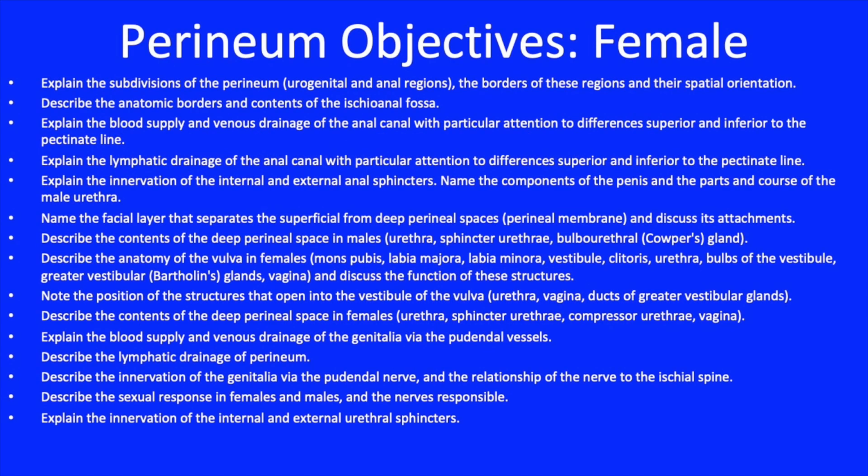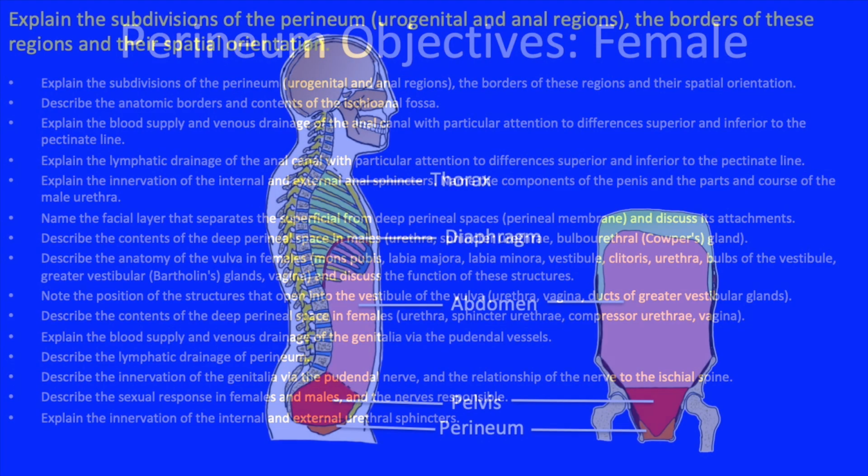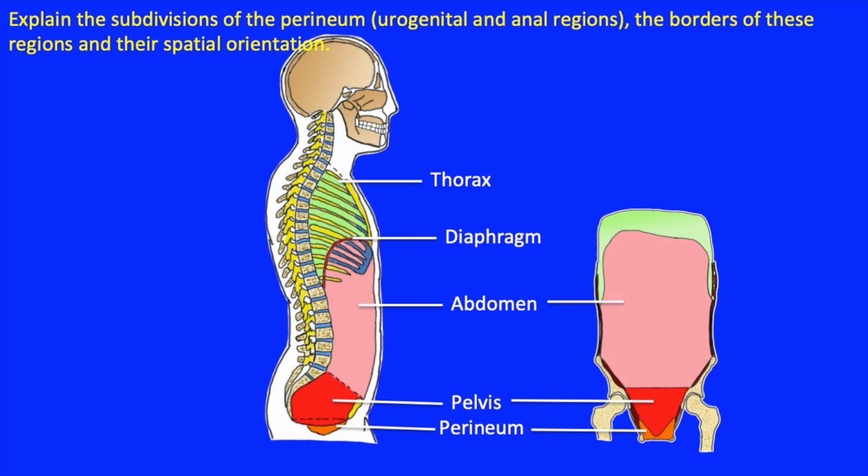As before, I show you the objectives that I will use as subject headings for the slides. Previously, we discussed the area of the pelvis, the area in red. Now, we move a bit inferiorly and cover the area of the perineum, the area shown in orange. It is just below the pelvic floor.